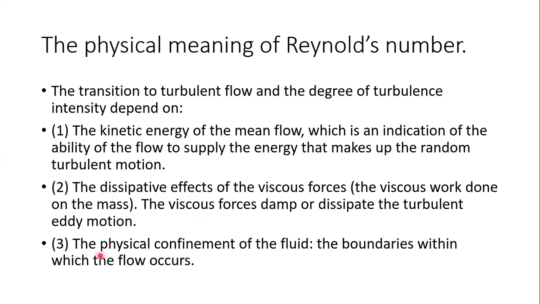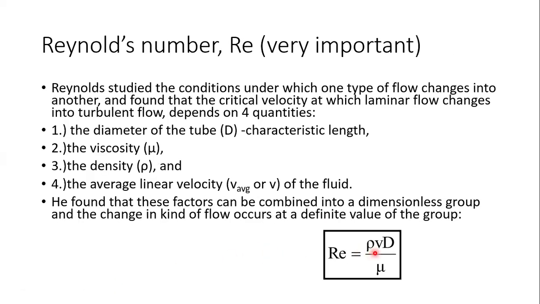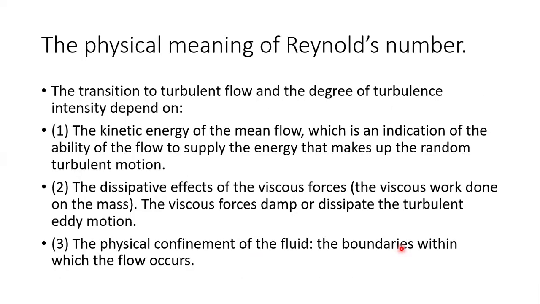In the last one, we look at the physical confinement of the fluid. That's the boundaries within which the flow occurs. So if you look at it, the physical confinement has a lot to do with the diameter. If I have a system that has a larger diameter, then the confinement is larger. If I have a smaller diameter, the region within which my fluid is confined is smaller. Is that okay? So if I have a larger confinement, then I'm going to have more turbulence.